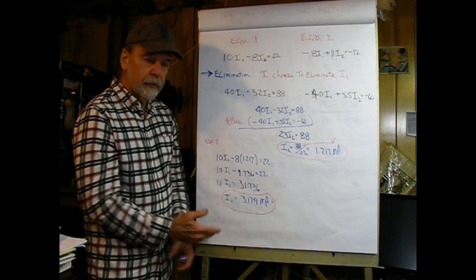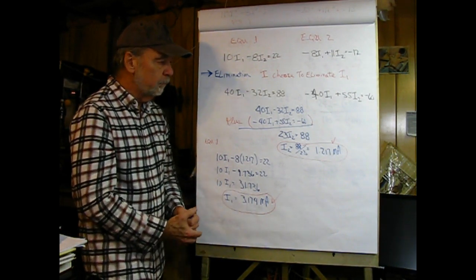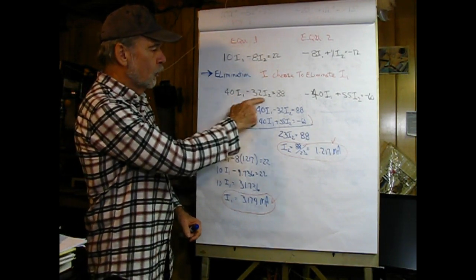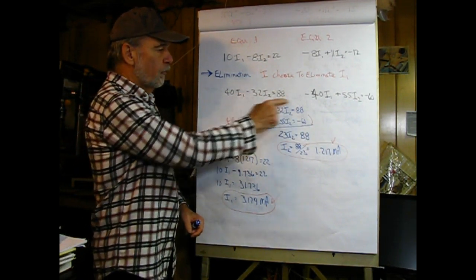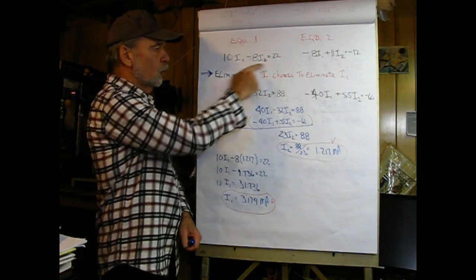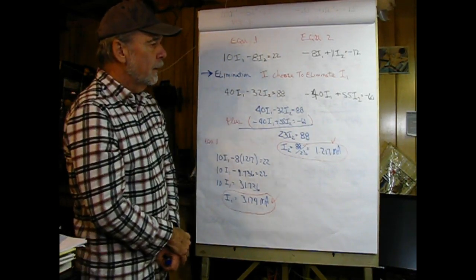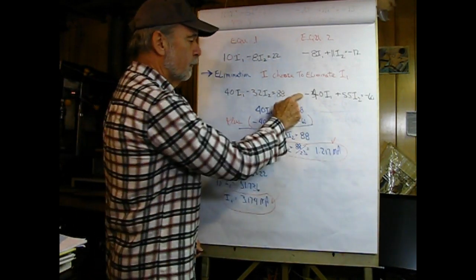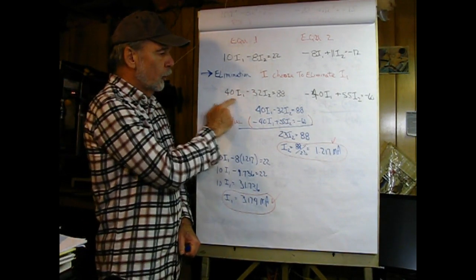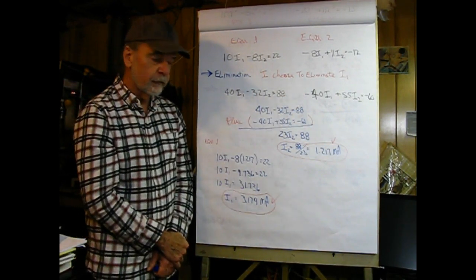It's up to you. It doesn't matter which one you eliminate. So what I did is take our two equations here, and I want the coefficients to be opposites. I realize that if I multiply the first equation by 4 and the second equation by 5, I'm going to end up with a 40 and negative 40 coefficient for I1.